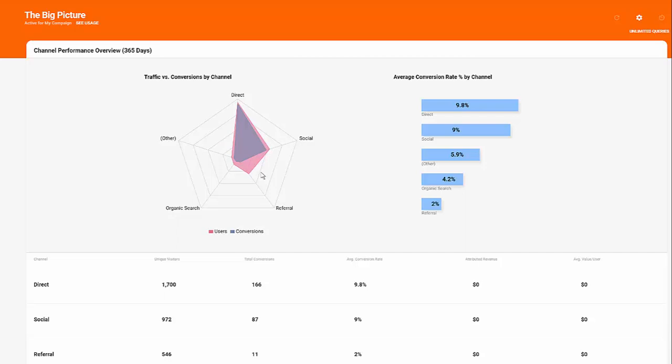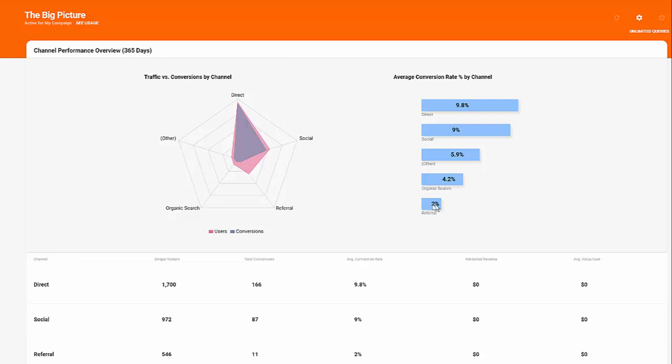anomalies, where, say, one channel might be driving a ton of traffic but getting very poor conversion rates. So that might show you where maybe you're focusing too much effort without the resultant payoff. So in this case, it's fairly uniform. We have a bit of a gap on referrals. So as you can see, there's quite a bit of referral traffic, but it's only a 2% conversion rate.